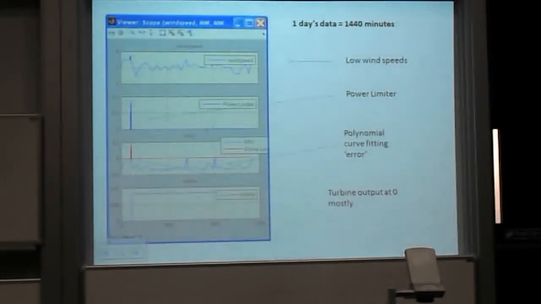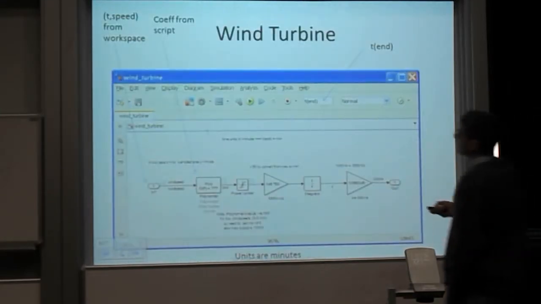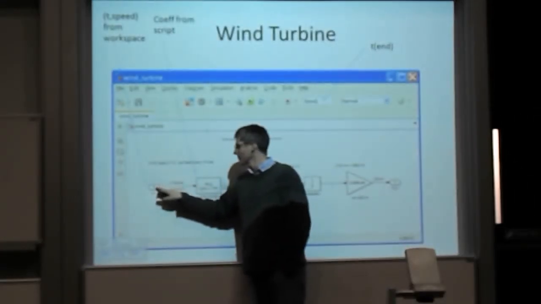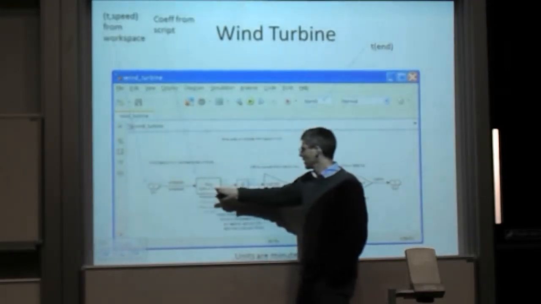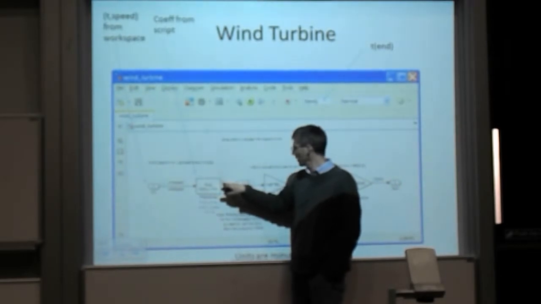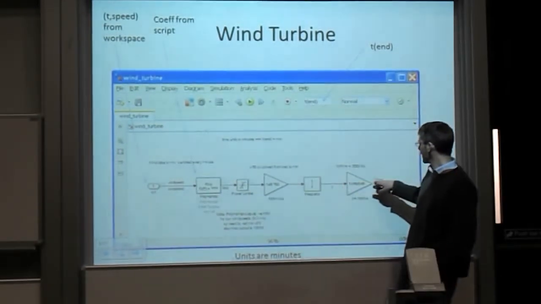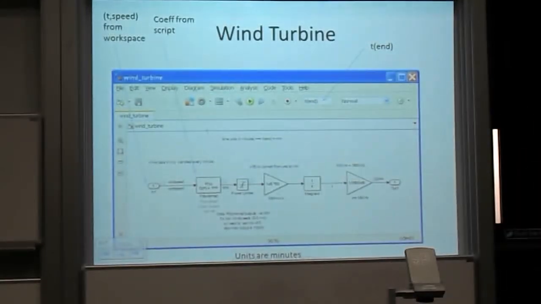Okay. So when you run that model, this is the overall model. What I've done is I've put in my signal viewer. So I want to look at the wind speed. I want to look at the output of the polynomial. I want to look at the output after the limiter. And then I want to look finally at the megawatts being generated. All right, the megawatt hours being generated by that wind turbine.